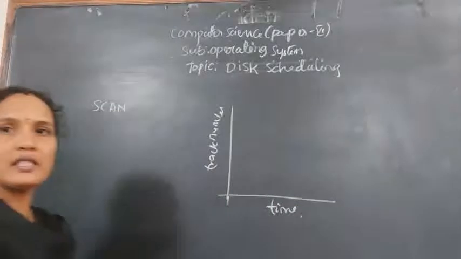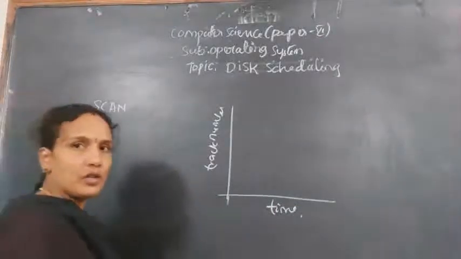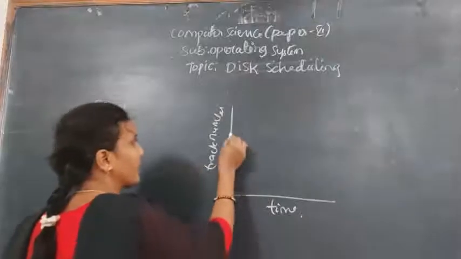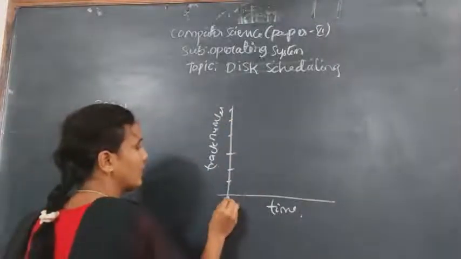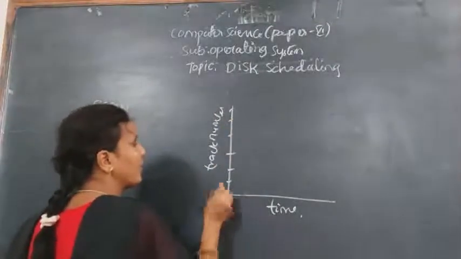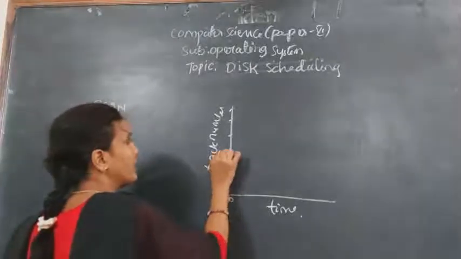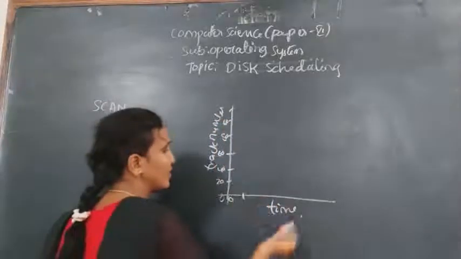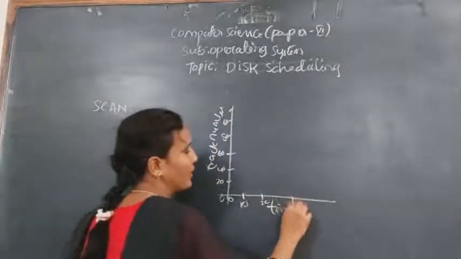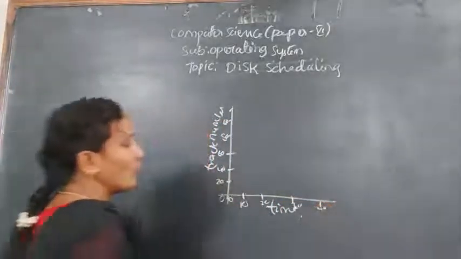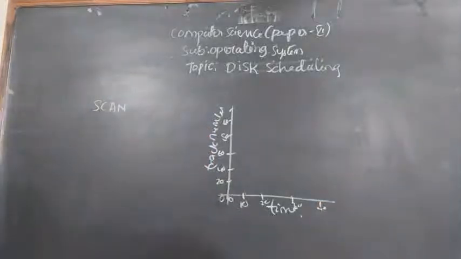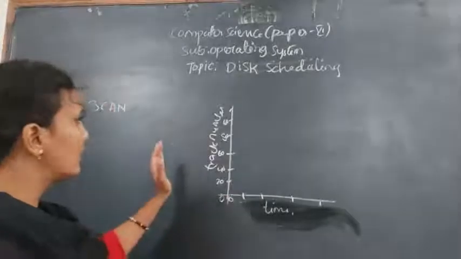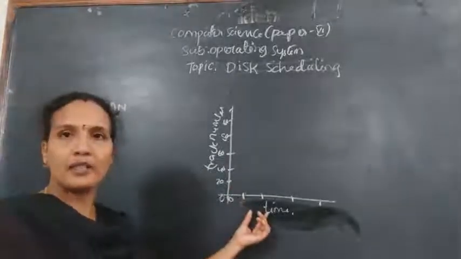So when the disk head is moving from one place to another place, you have different slots like this, track numbers. For example, 0, 20, 40, 60, 80. These are the track numbers, and this is the time, for example 10, 20, 30, 40 like this.